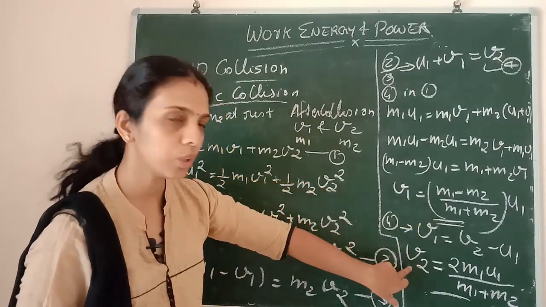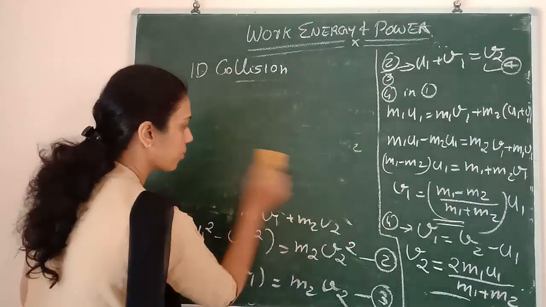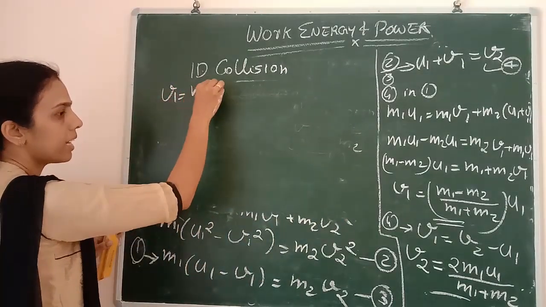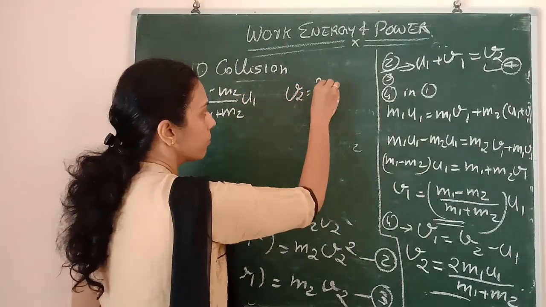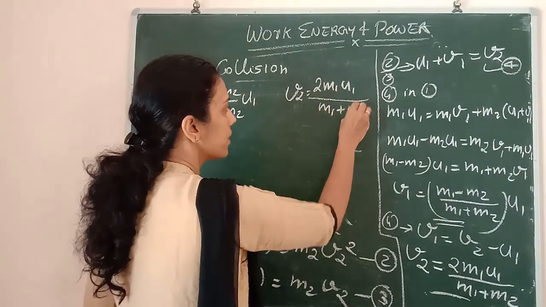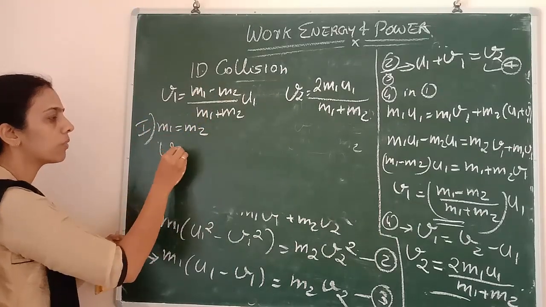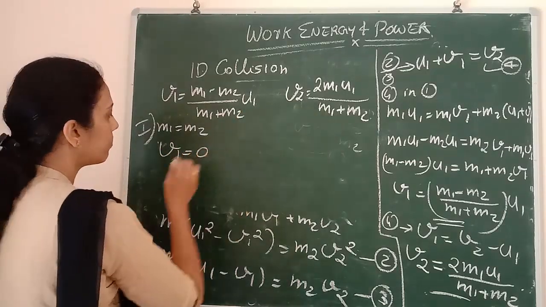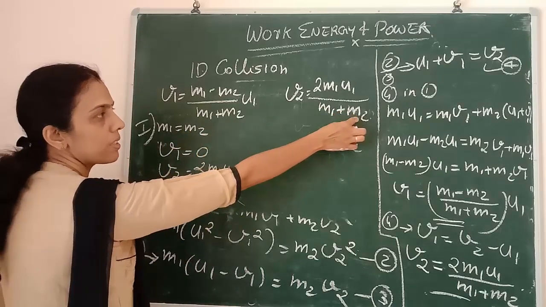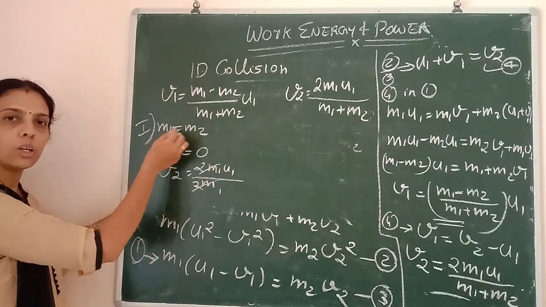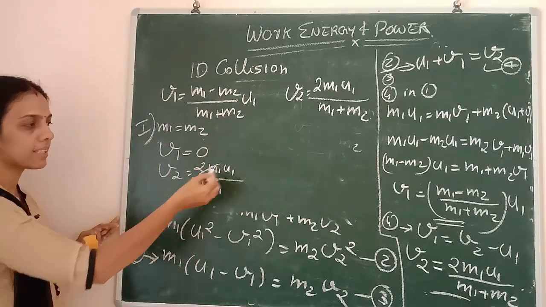So now we need these two equations, v1 and v2. So v1 equals (m1 minus m2) divided by (m1 plus m2) into u1, and v2 equals 2m1 into u1 divided by (m1 plus m2). What will happen if m1 is equal to m2? First case: if m1 is equal to m2, v1 will become 0 and v2 will be 2m1 u1 divided by 2m1, since m1 is equal to m2. So what is the meaning of that? If both the objects are the same, then the first object will come to rest and the second object will start with the same velocity as the initial one.